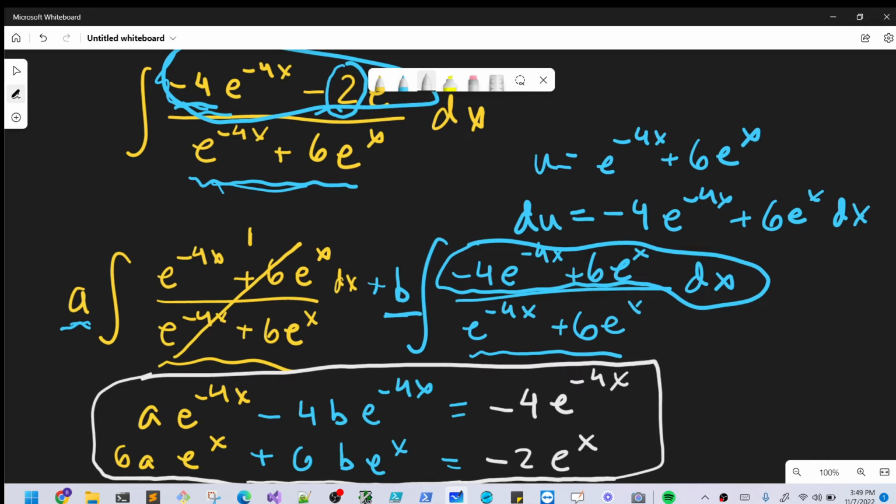So now we've set up our system. Notice we multiply our a in here to get this a. And so all of our coefficients on the e to the minus 4x terms have to equal our original minus 4. And then similarly with our e to the x terms, we have minus 6a plus 6b is going to equal our minus 2. And so we just need this system to work. So we can just solve a system of 2 equations, 2 unknowns. You'll notice in each equation we have the same e to the minus 4x, so we can just solve for our a's and b's.